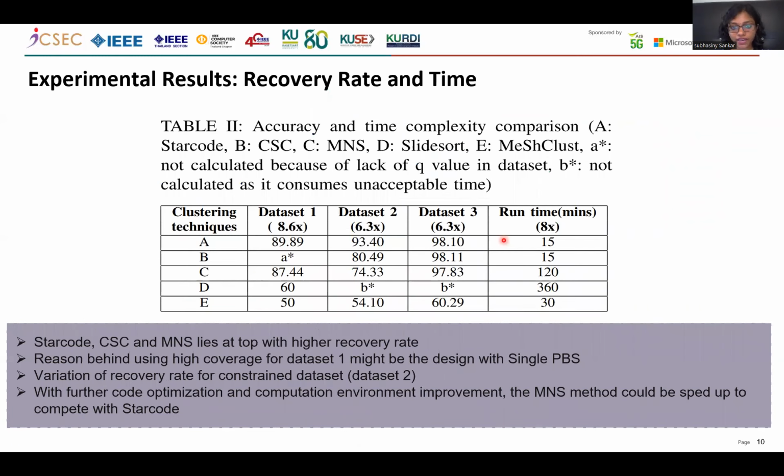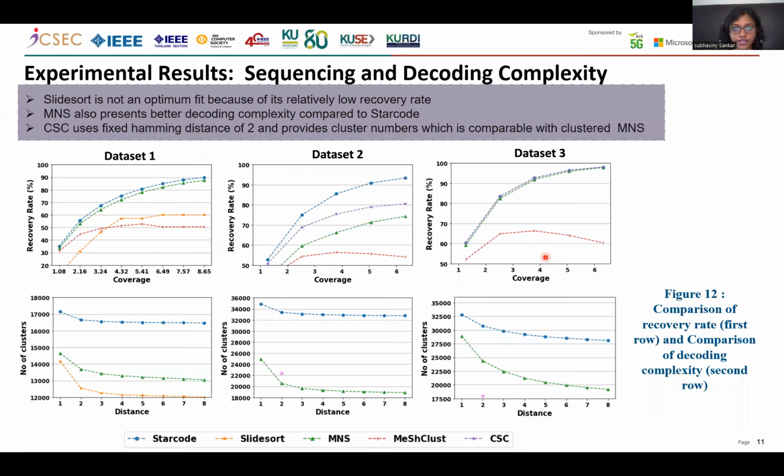So from the experiments conducted, the Slide Sort, Starcode, majority nucleotide selection, and cooperative sequence clustering algorithms produce the best result for all the data sets, keeping the coverage value fixed. And Starcode produces better output compared to any other algorithm. In terms of speed, the majority nucleotide selection algorithm produces a very poor output compared to the rest because of its environmental settings.